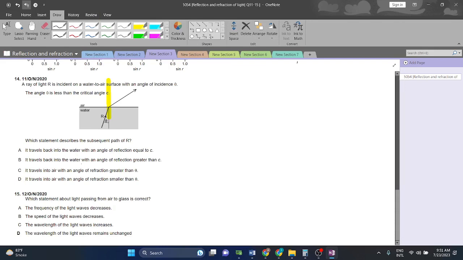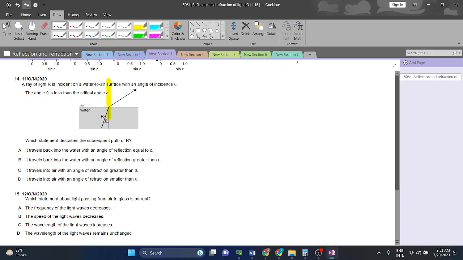This statement describes the subsequent path of R. It travels into the water with an angle of reflection equal to C. No, it is not going to travel back into the water. It travels back into the water with an angle of reflection greater, no, C. It travels into the air with an angle of refraction greater than theta.